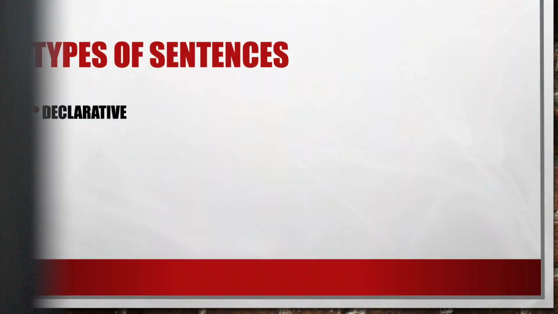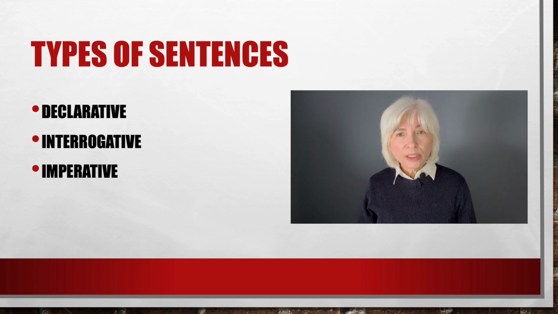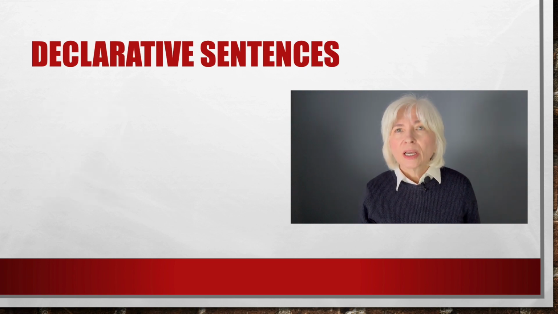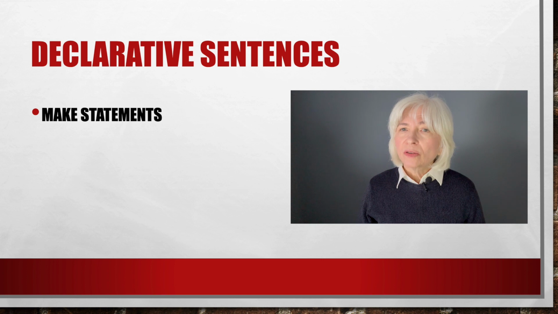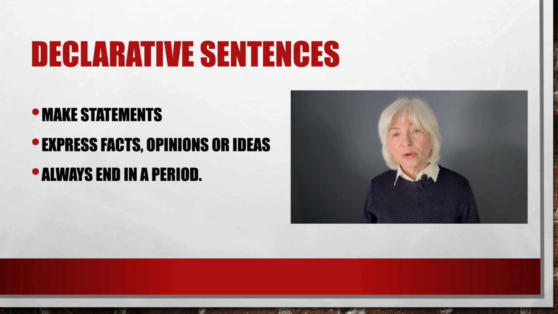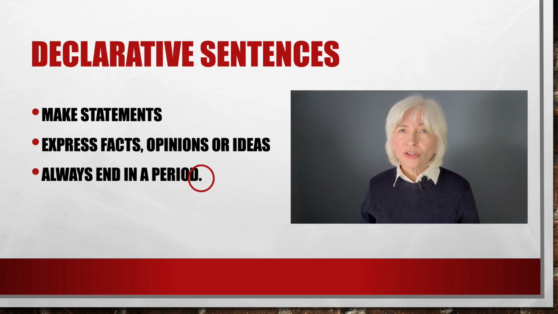There's declarative, interrogative, imperative, and exclamatory. Let's take a closer look at each one of these, starting with declarative sentences. These can make statements, express facts, opinions, or ideas, and declarative sentences end in periods, as you can see right here. Here's an example, but I could write many sentences that are declarative.